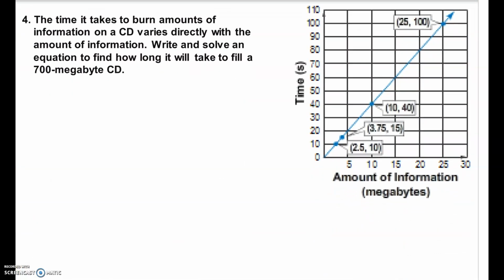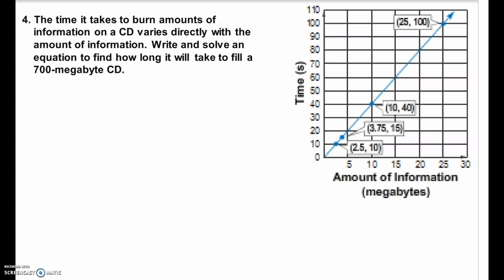On to this question. The time it takes to burn amounts of information on a CD varies directly with the amount of information. So like back in the day, we used to use CDs, and you can burn CDs with songs or whatever you're putting on the CD. So imagine you're putting on some songs. If you only do a few songs, it only takes a couple of minutes. If you do a bunch of songs, it takes a bunch of minutes. So we're saying it varies directly.